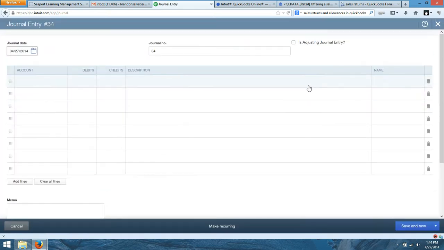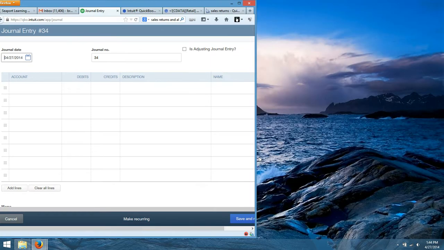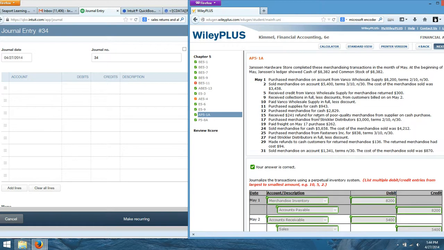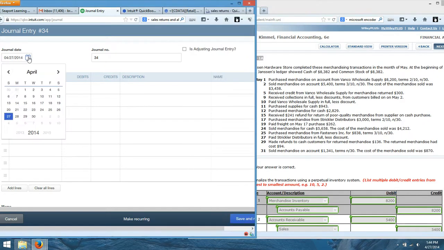Now the way that we are going to add some journal transactions is go up here to journal entry. We're going to make some journal entries. Now let's go ahead and minimize this, and let's open up another window here with the account that I already had. And as you can see, it's AP5 1A, which is the problem we're supposed to do.